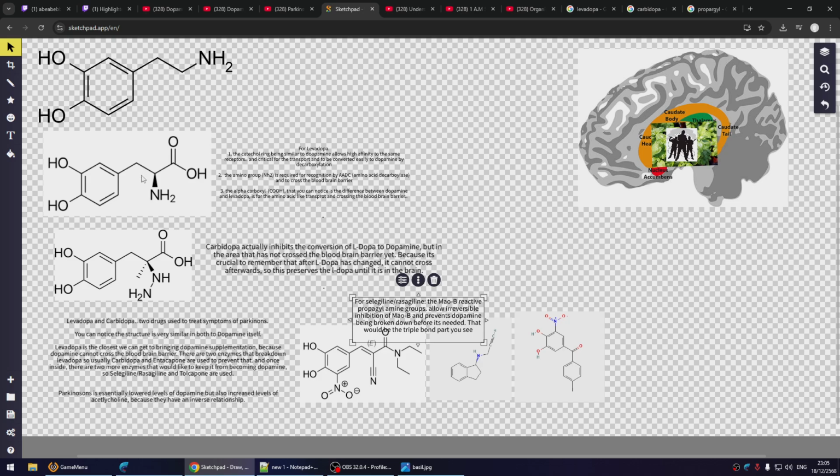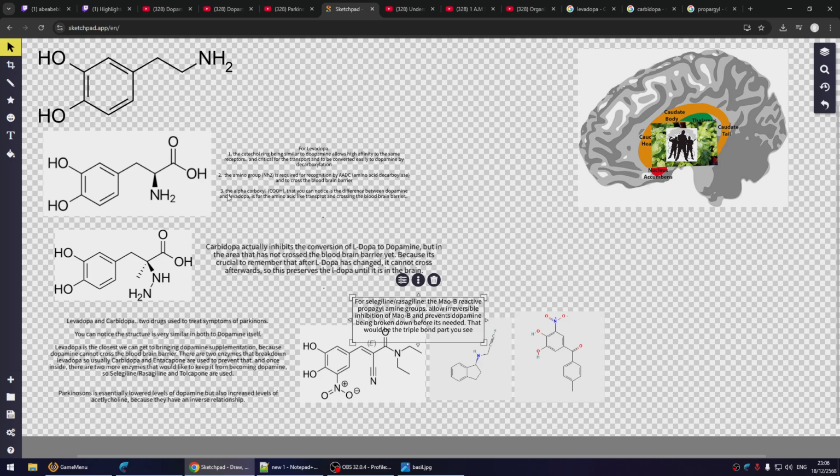And there's the amino group. The amino group is needed for recognition by the AADC, the aromatic amino acid decarboxylase, and to cross the blood-brain barrier. This is a big concept. So now we're going more into the organic chemistry in the pharmacology of how we can treat, as far as we know, Parkinson's disease, and it's probably an emphasis I'll be on more in the future.